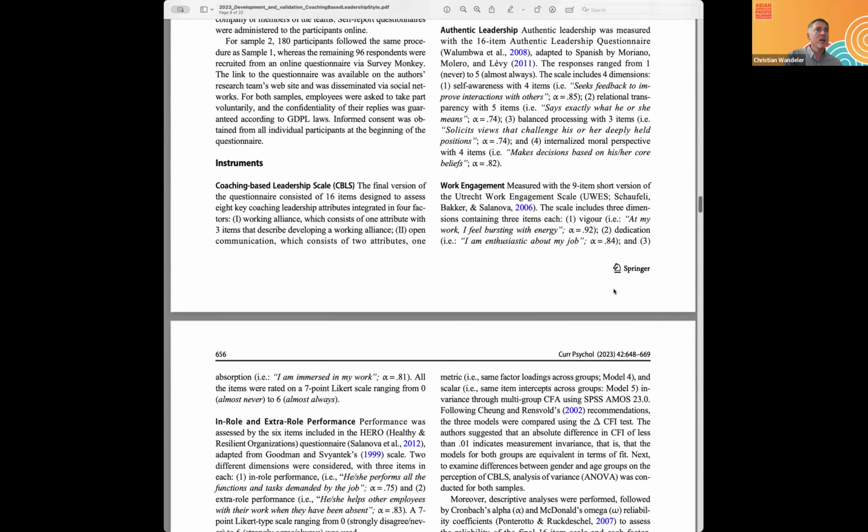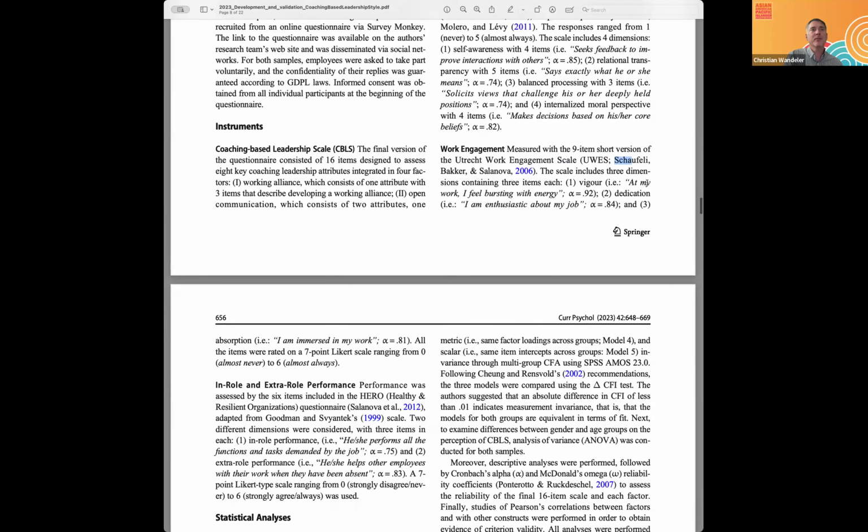Work engagement as well, right? And then probably I would see, okay, which scale did they use, right? If I'm interested in work engagement, now these guys use the Utrecht Work Engagement Scale with Schaufeli, Bakker, and Salanova. Those guys are known for work engagement research, right? And so if I don't know the scale, I might be looking, okay, what are the actual items, right? And that's why it's good to have them all reported here. At my work, I'm bursting with energy, I'm enthusiastic, right?